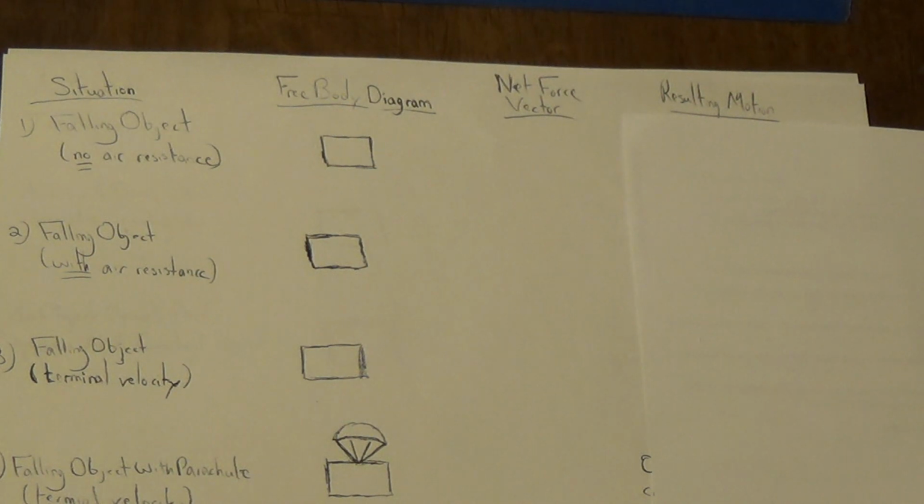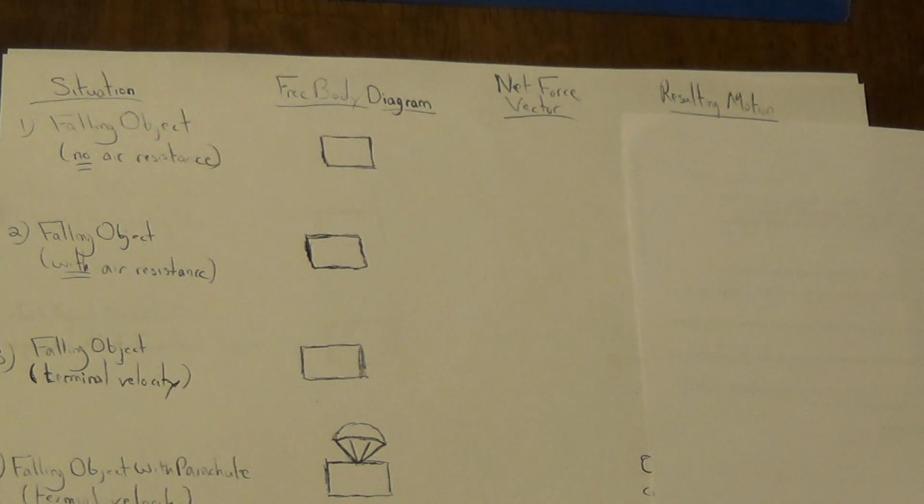So we've got a few different examples here for you, just talking about some different common situations that you might encounter. So the first one, we'll start out with the most basic. We're talking about a falling object. In this case, we're saying there's no air resistance, so there's no air pushing on it as it falls.